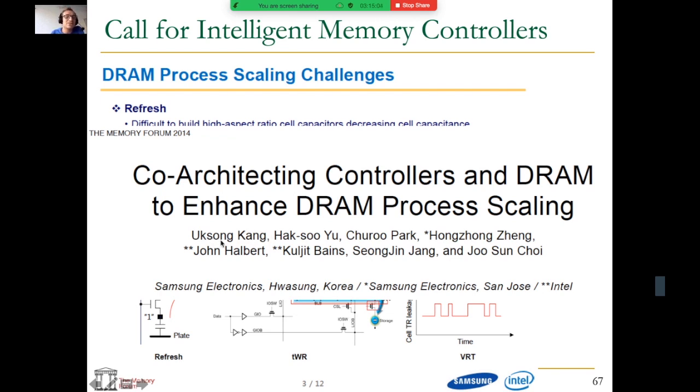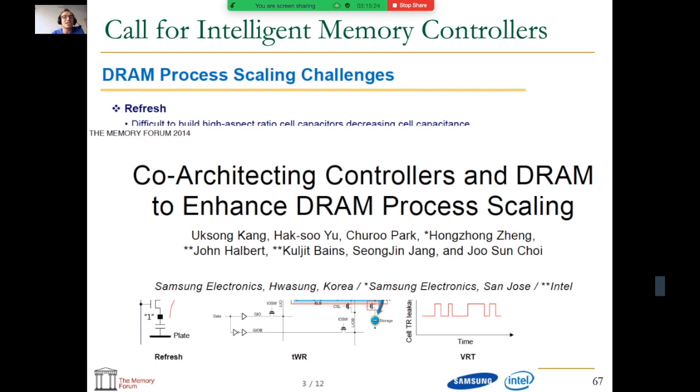But basically, these folks are designing DRAM circuits and also memory controllers. And they've been designing this for more than 40 years or so. John Halbert, for example, has been designing DRAM for more than 40 years at Intel. Okay, so this also gives you a mindset of change in industry.